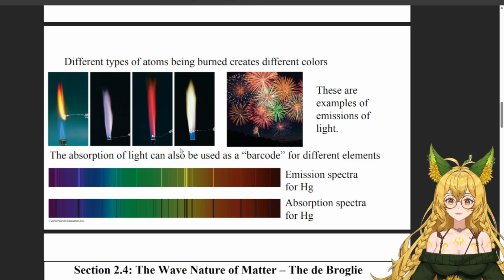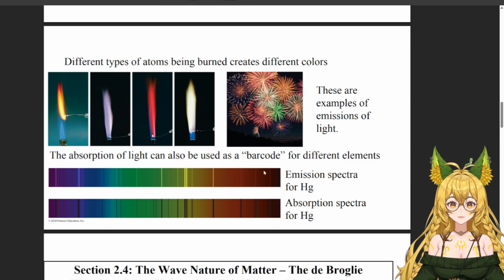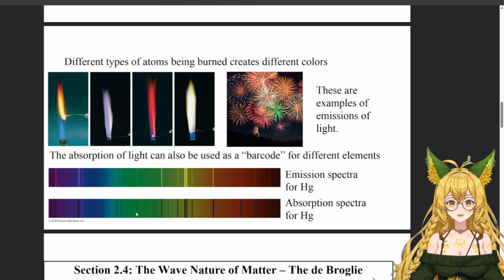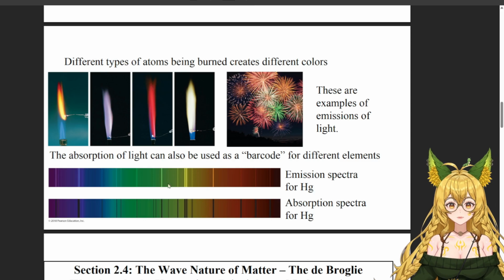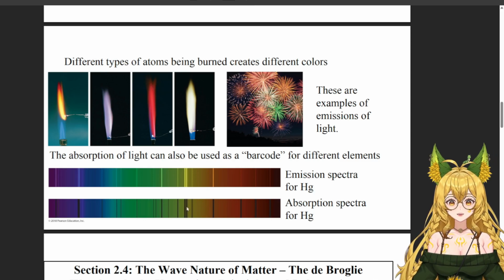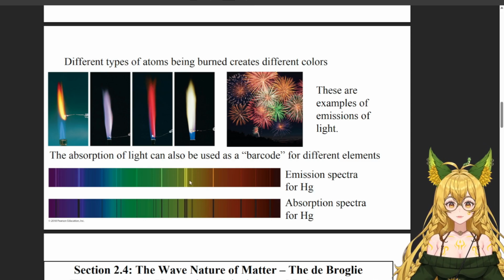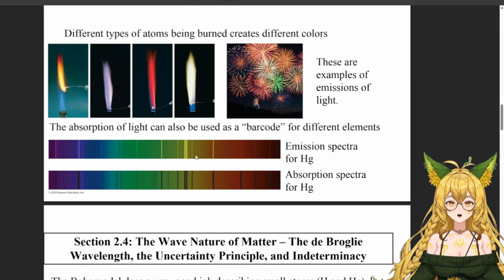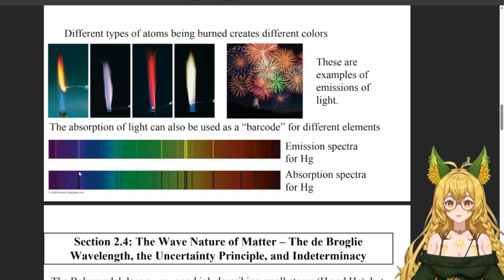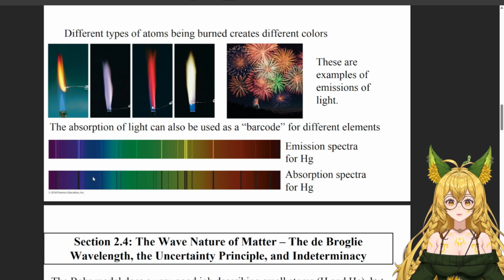The absorption of light can also be used as a barcode for different elements, just in general, with different emission spectra and absorption. So where it absorbs light is kind of like the same as where it emits it. Emitting, like giving off light, and then absorption, as it will only absorb certain types of light. So that might be a little bit easier to see.